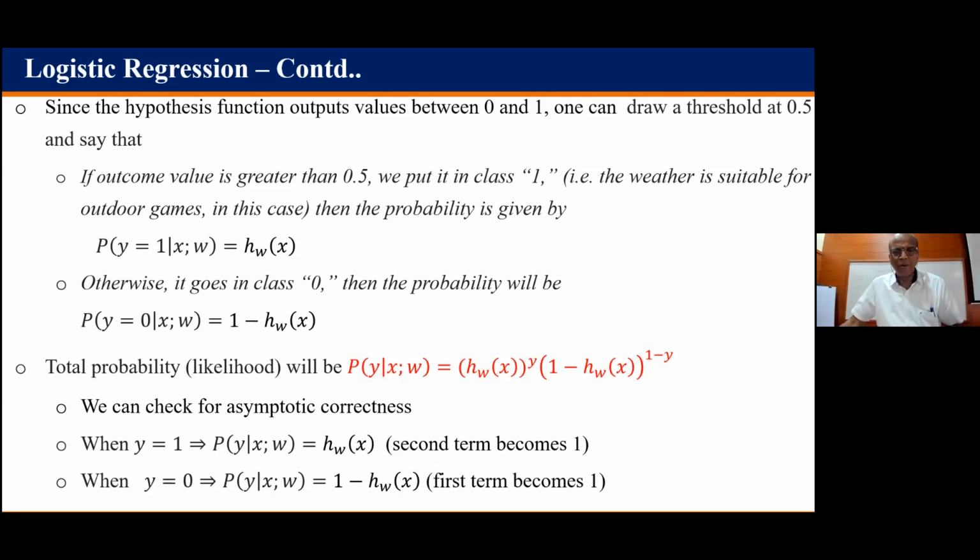Okay. The total probability in this case will be given by the joint probability distribution, which is basically the product of the probability of success and the probability of failure. So HW of X to the power of Y into 1 minus HW of X to the power of 1 minus Y. So this can be checked for asymptotic correctness. When Y equal to 0, the second term will become 1. When Y equal to 1, the first term becomes 1. Therefore, once you put Y equal to 0 and Y equal to 1, it automatically satisfies the original conditions. What are the original conditions? Success is HW of X, failure is 1 minus HW of X. So this is done. Okay.